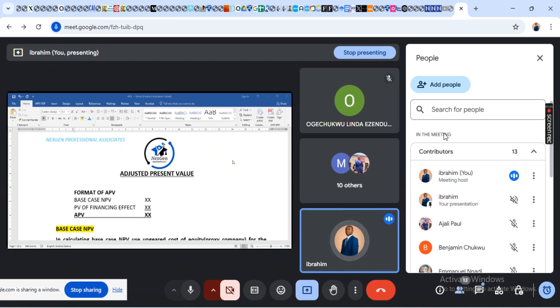Now, adjusted present value combines all the sources of finance. It does not say, oh, this is relevant, or this is not relevant, right? What it does is to combine the two together, both the one that is relevant for the project and also the one that is not relevant. So adjusted present value considers all sources of finance.